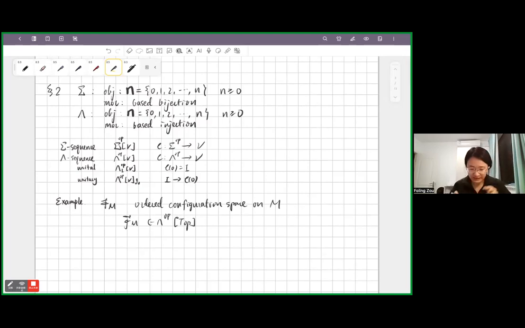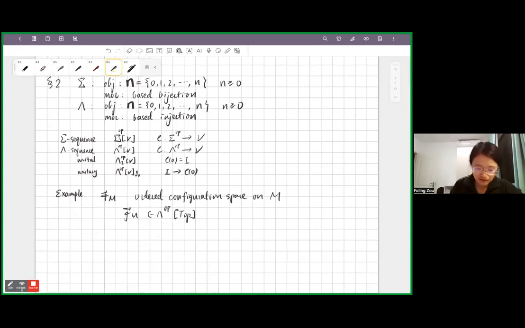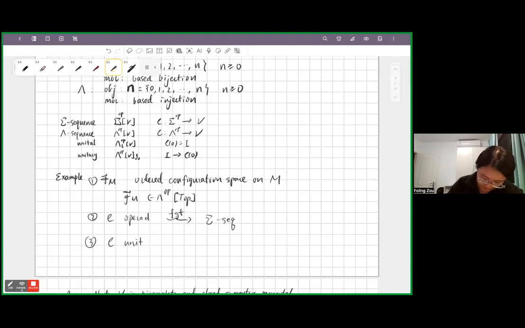Because we not only can permute points, we can also forget points. In the second example, if we have an operad, then we definitely can forget, we will get a symmetric sequence. And if moreover we have a unital operad, then we can forget to a lambda sequence.